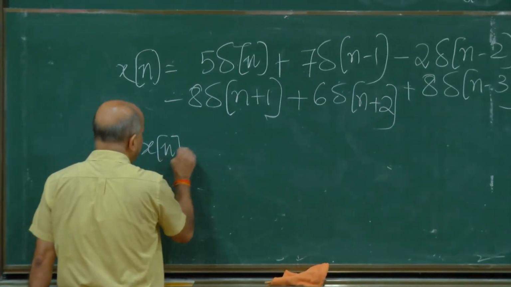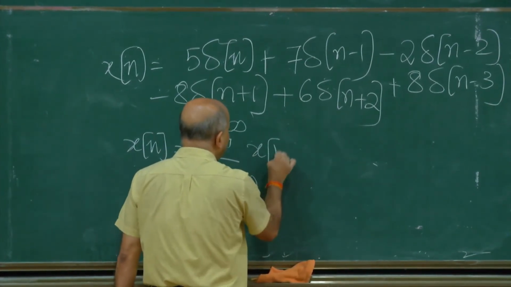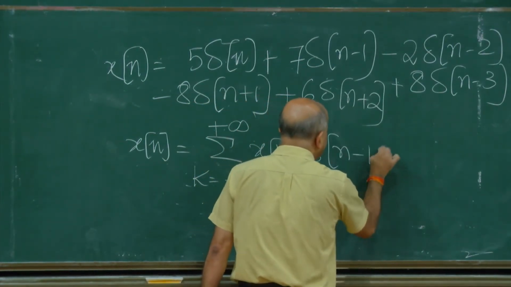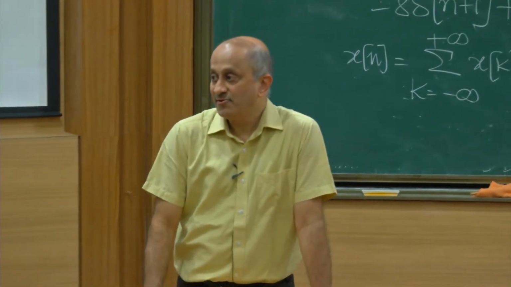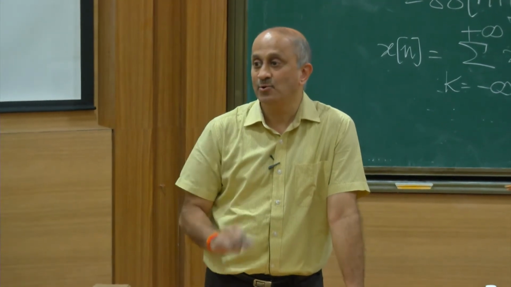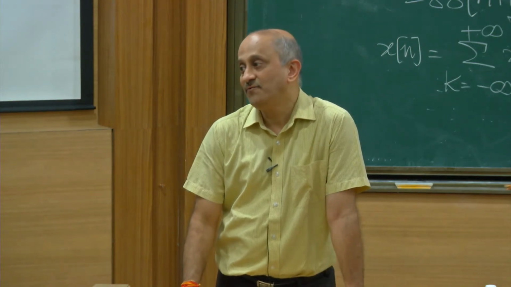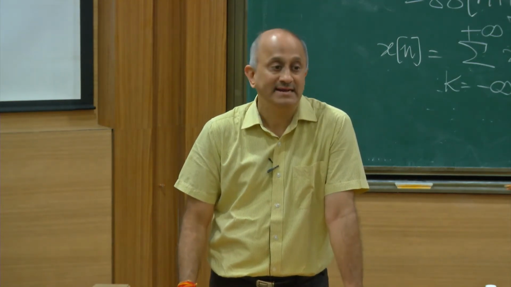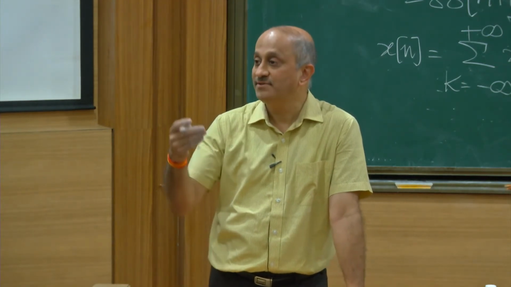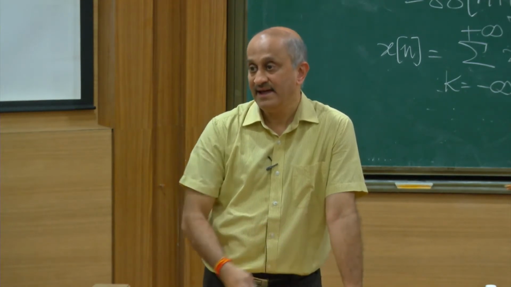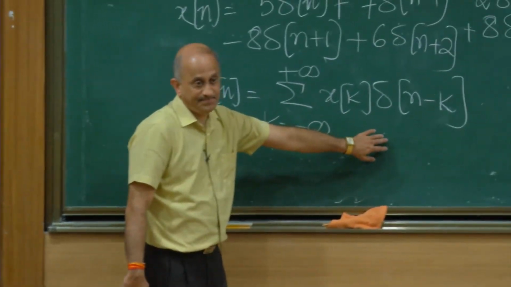x of n is the summation, k going from minus to plus infinity, of x of k delta n minus k. Is that right? This is the way of writing this in general. So the sequence delta n, this unit impulse sequence, allows you to write down any sequence as a linear combination of this primordial sequence shifted and appropriately scaled. And what is the scaling factor? The value of the sequence at individual points, x of k. Is that right? Now this is a very important principle.